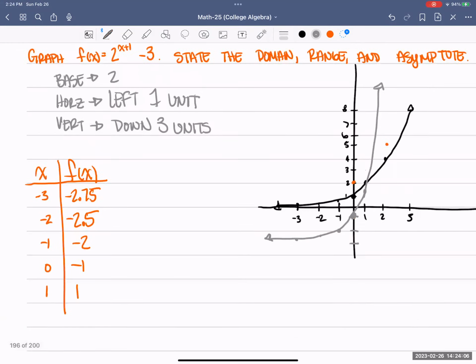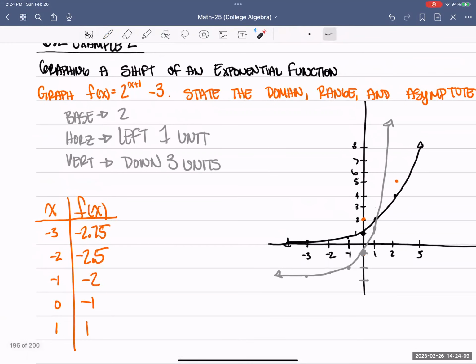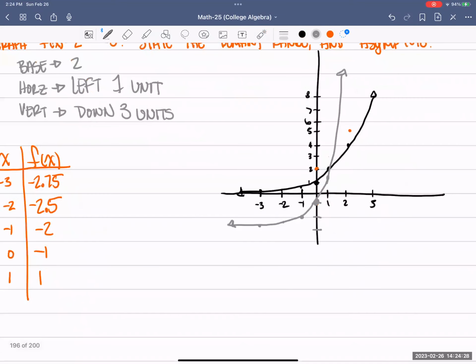Let's see if we can make any comparisons. If we had this graph right here getting really, really close to 0, but never actually crossing it, and we got that graph and dropped it 3 units, from here down to here, that is our new asymptote. So our new asymptote is going to be y equals -3.